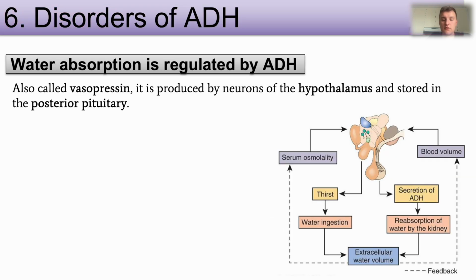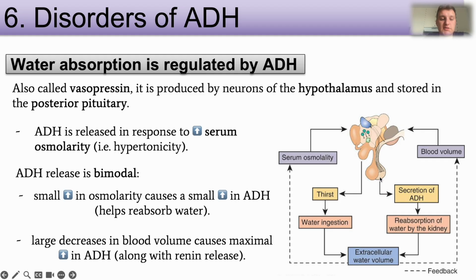So let's look at disorders of antidiuretic hormone. So when water absorption is regulated by this ADH, right, this antidiuretic hormone, this is also called vasopressin. Antidiuretic hormone is vasopressin. It is produced by neurons in the hypothalamus and stored in the posterior pituitary gland, right? So ADH is released in response to an increase in osmolarity, meaning a hypertonicity.